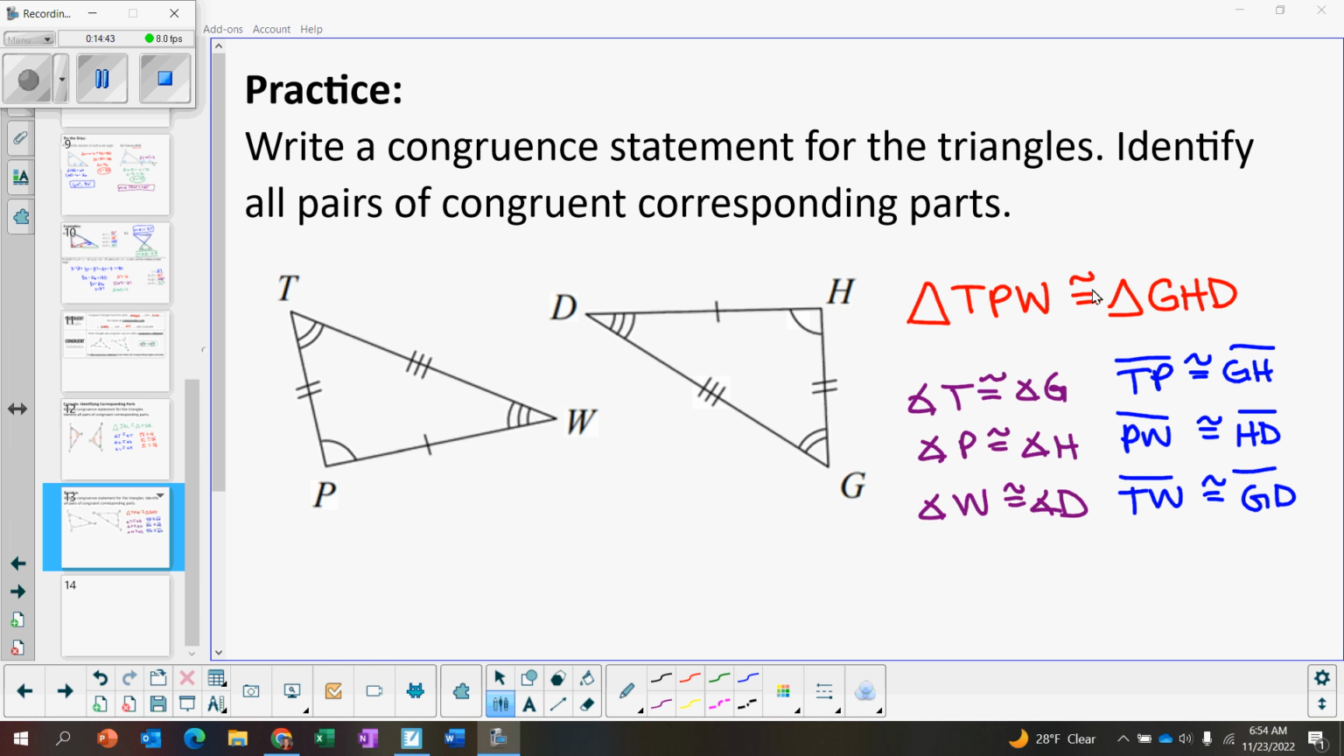Right, then our congruent angles. So T was congruent to G, P was congruent to H, and W was congruent to D. And segment TP with segment GH, segment PW with segment HD, and segment TW with segment GD. And that is the end of 5.1 and 5.2.